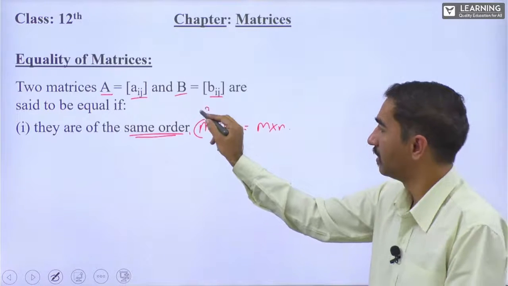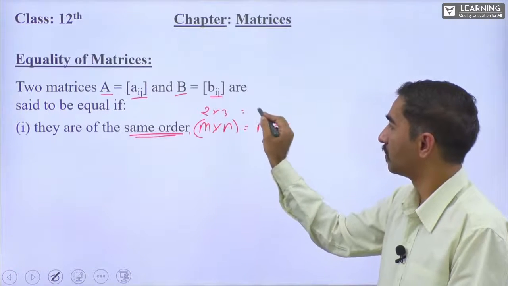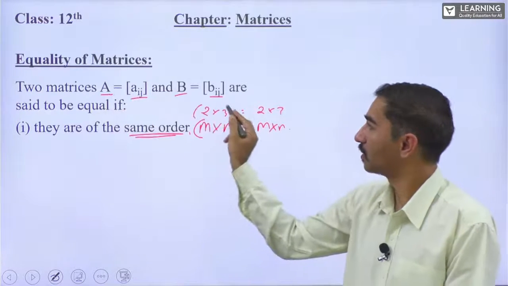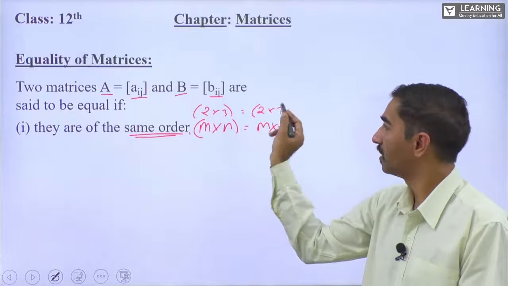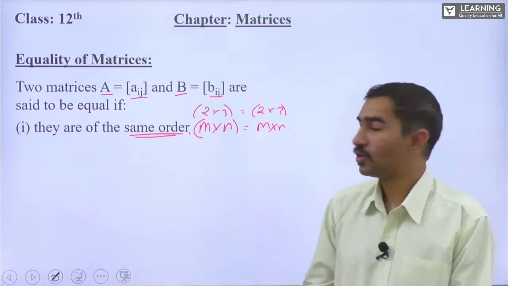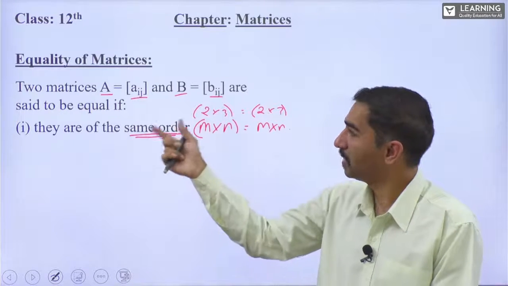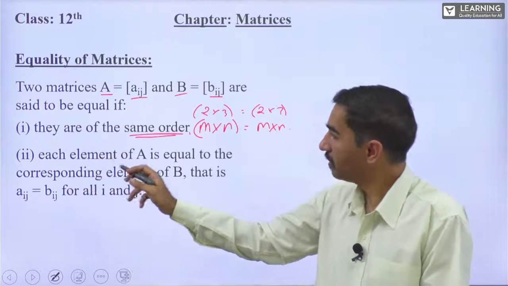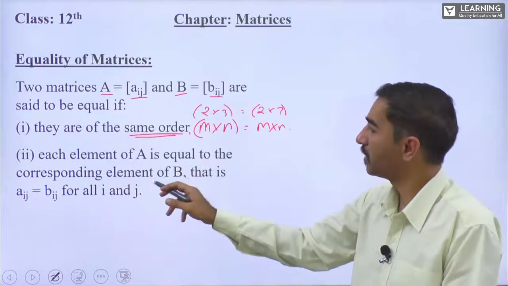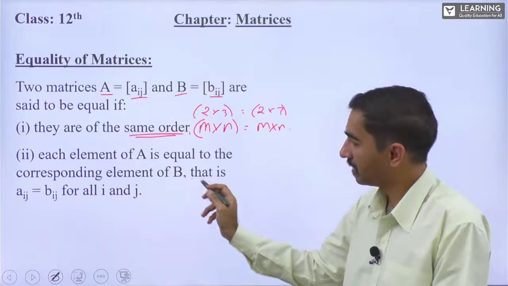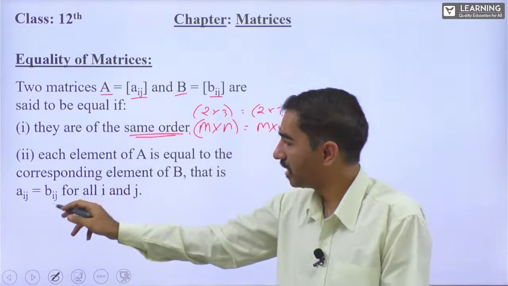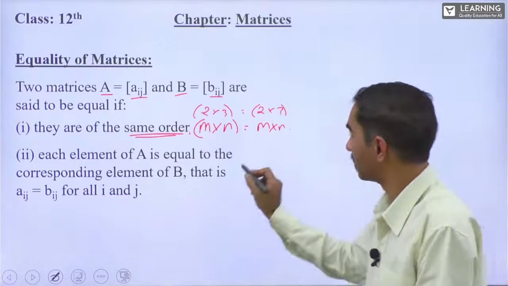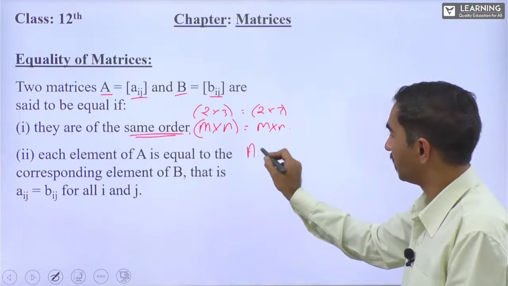For example, 2 cross 3 is equal to 2 cross 3. A also should be of what order, students? 2 cross 3. B also must be of the order 2 cross 3. So if they have the same order, then they are said to be equal. Another condition is there. Each element of A is equal to the corresponding element of B. That is, Aij is equal to Bij for all i and j. So for example, see this. Matrix A we will write here.